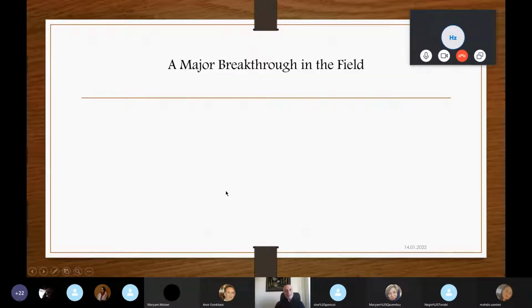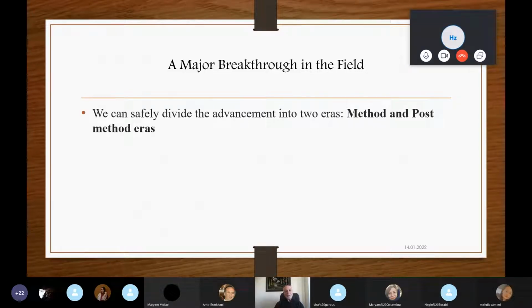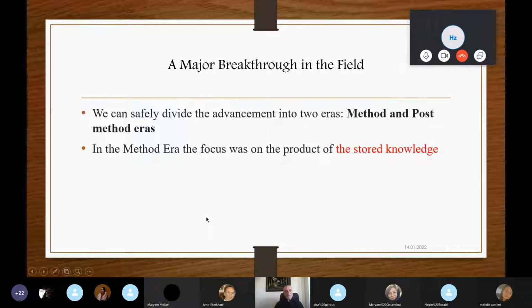Now, in this continuum of changes, which happened probably every decade, as long as I remember from the last 50 years, there was a breakthrough in our field, and that was this Kumar's guy who divided the teaching business into method and post-method eras. It is not the point of discussion today here, but it had a very significant effect on our teaching, at the same time on testing.